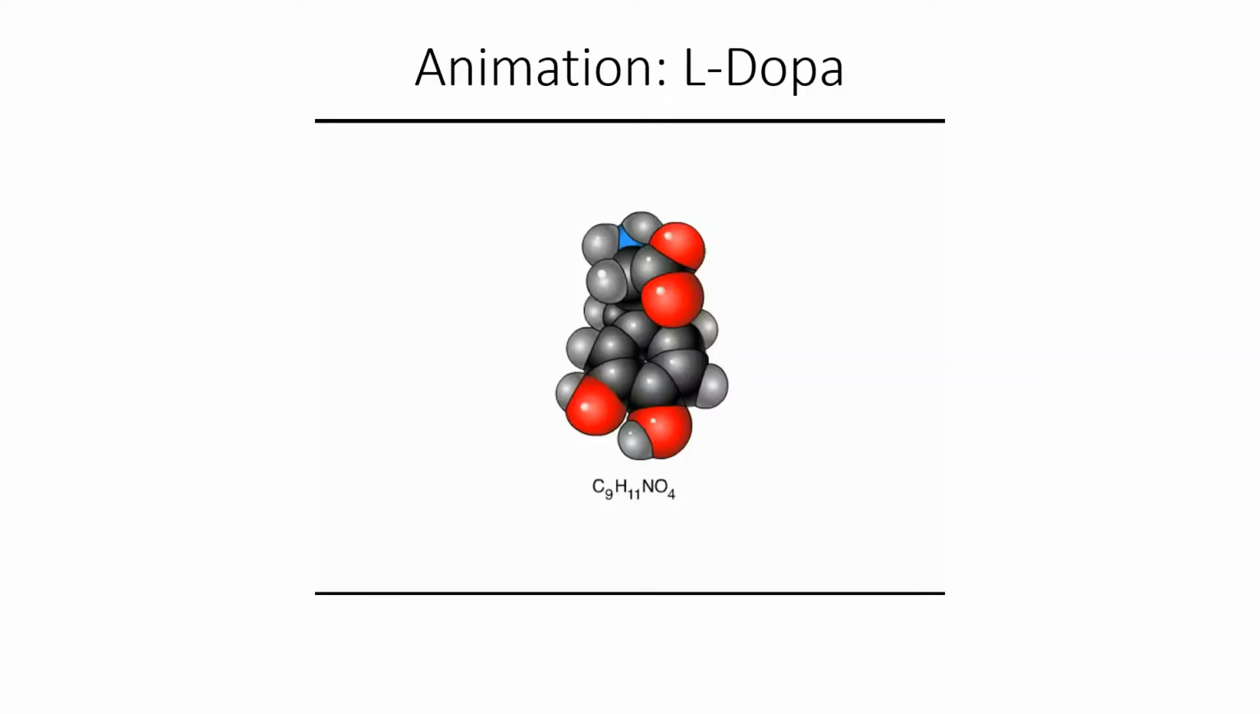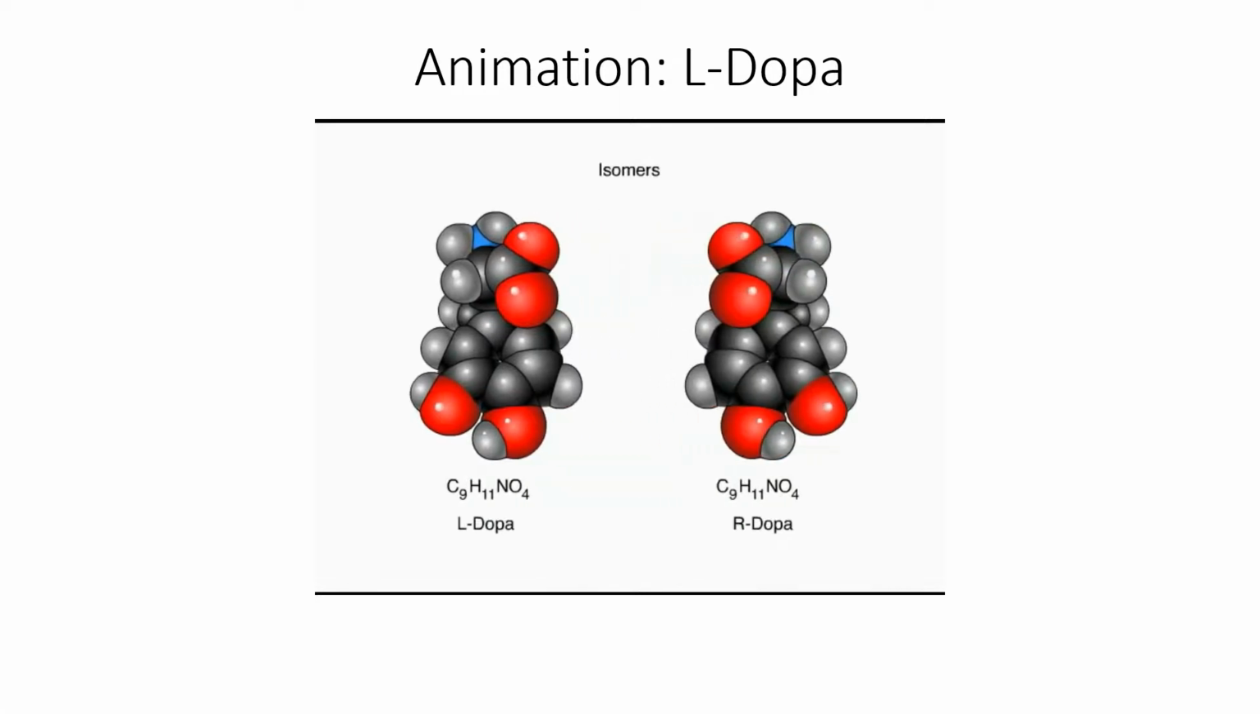Now, let's talk about the important implications of these enantiomers. Looking at a drug, for instance, something like L-DOPA. Isomers are compounds that have the same molecular formulas but different three-dimensional structures. The difference between isomers can literally mean the difference between life and death. L-DOPA, shown on the left, reduces the symptoms of Parkinson's disease. Its isomer R-DOPA on the right has no effect on the disease.